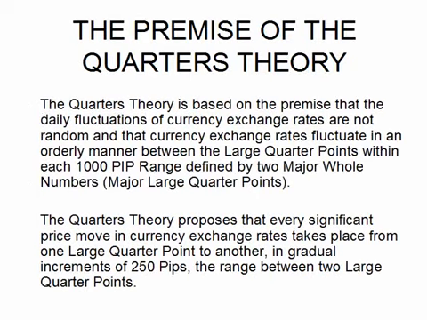The quarters theory is based on the premise that the daily fluctuations of currency exchange rates are not random, and that currency exchange rates fluctuate in an orderly manner between large quarter points within each 1,000 pip range, defined by two major whole numbers, or major large quarter points. The quarters theory proposes that every significant price move in currency exchange rates takes place from one large quarter point to another in gradual increments of 250 pips, the range between two large quarter points.